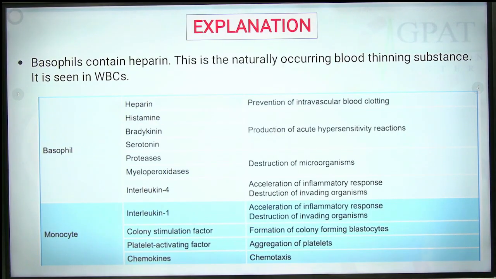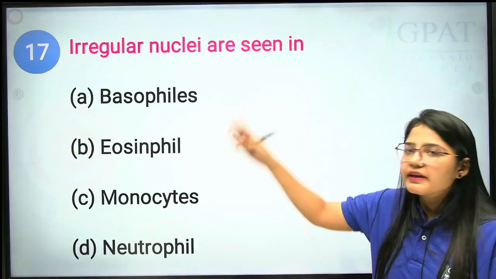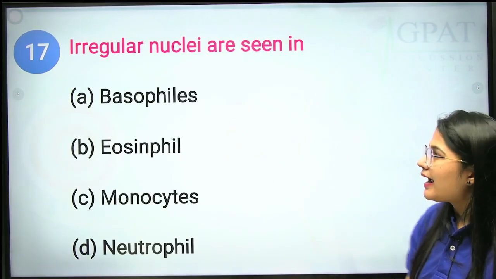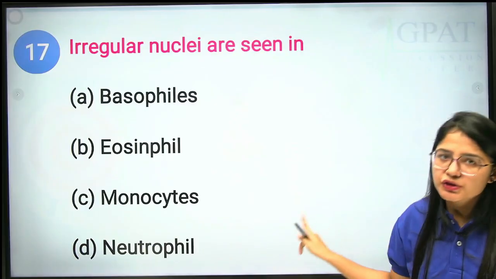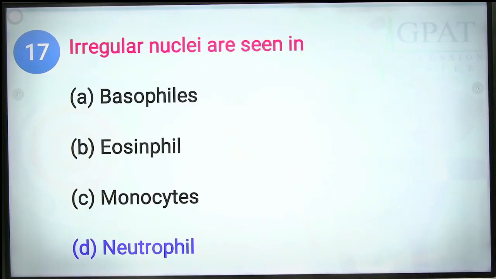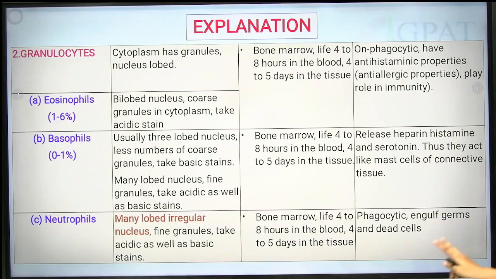Clear? Next question. Irregular nuclei are seen. These are the types of white blood cells, and irregular nuclei are always seen in your neutrophil. As in your explanation you can see we have different types of white blood cells. Clear? Okay. Next question.